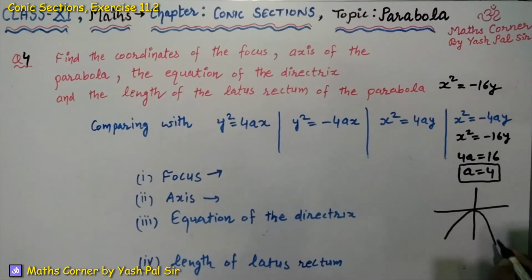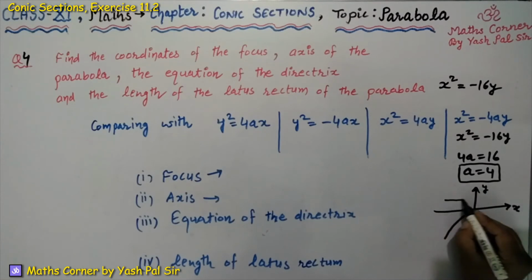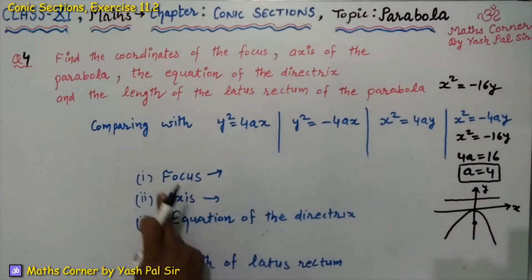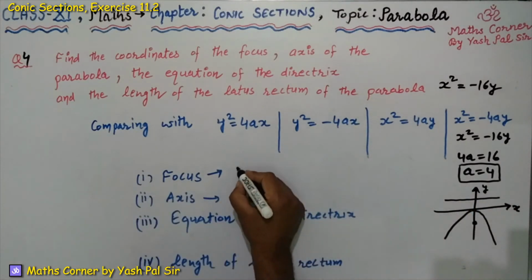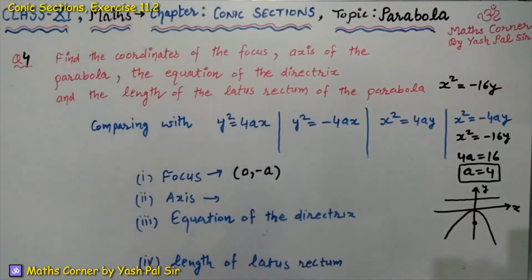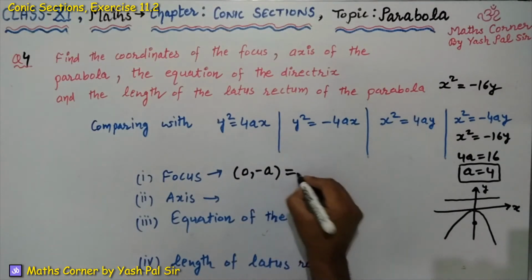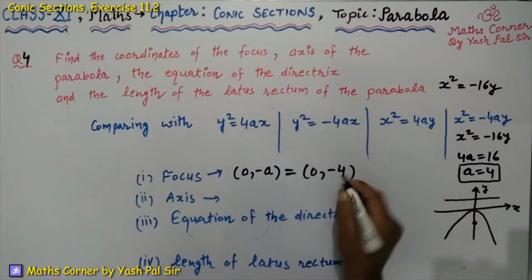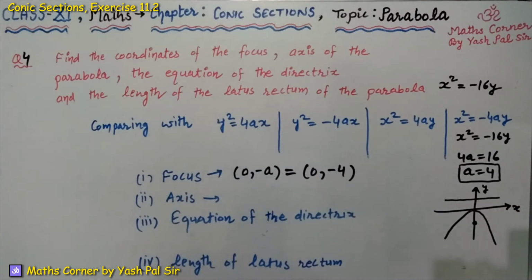What is the shape? The shape is a downward parabola, with the y-axis, the x-axis, this is the directrix and this is the focus, right? On comparing with this, what are the coordinates of the focus? Obviously they are 0 comma minus a, from the table we have studied. So now substituting the value of a, 0 comma minus 4 are the coordinates of the focus.